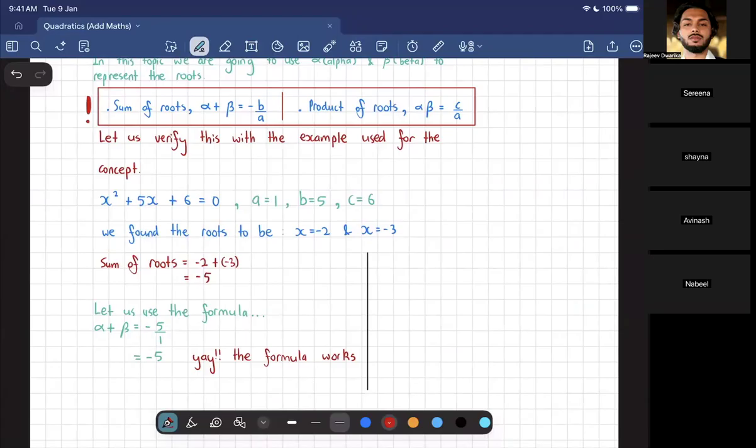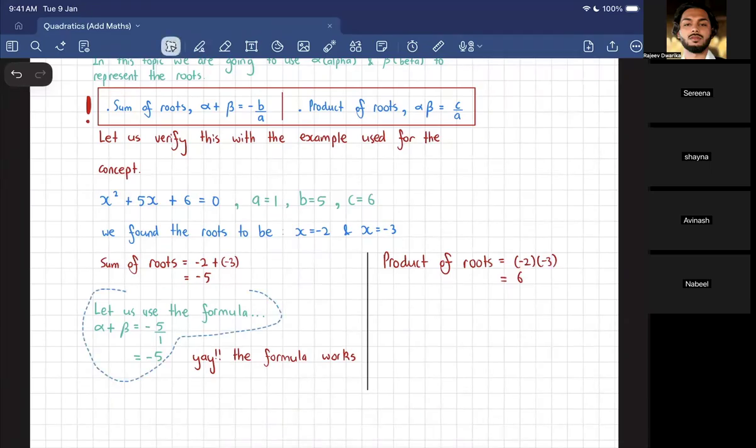Alpha beta, which is the product of the roots, is equal to c over a. Let's test it first with the roots we came up with. The product of the roots would be minus 2 times minus 3, yeah? And what do you get if you do that? Plus 6. Good.